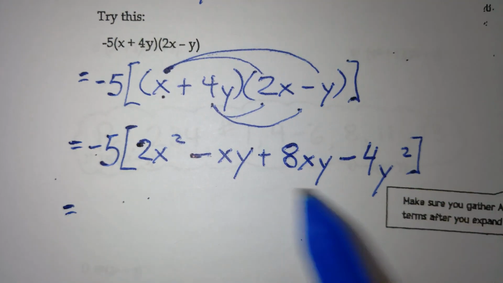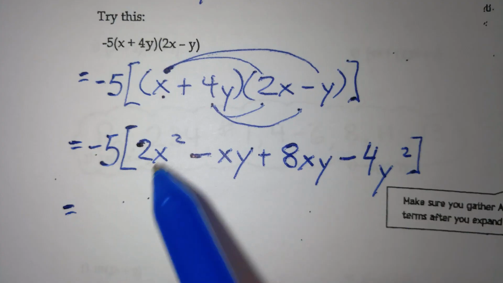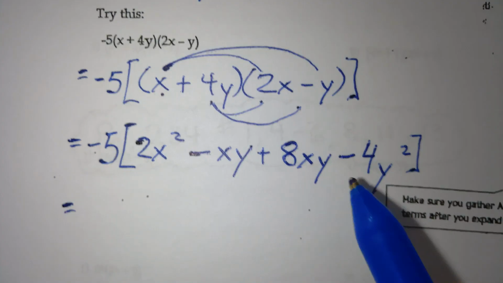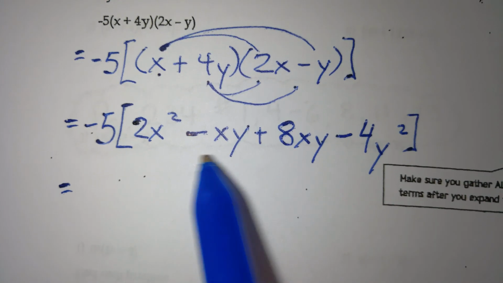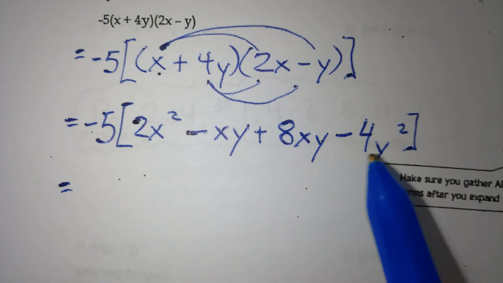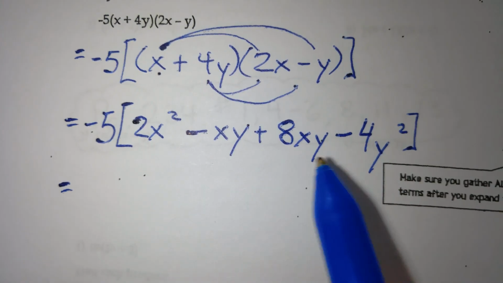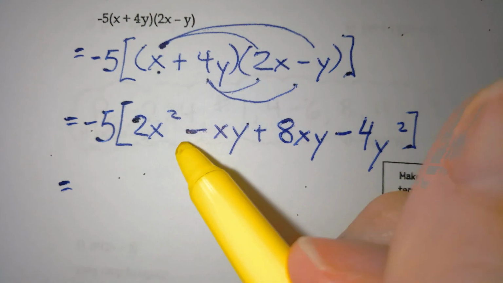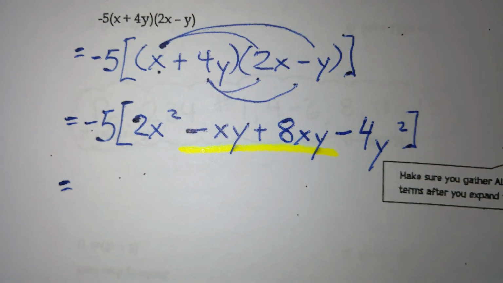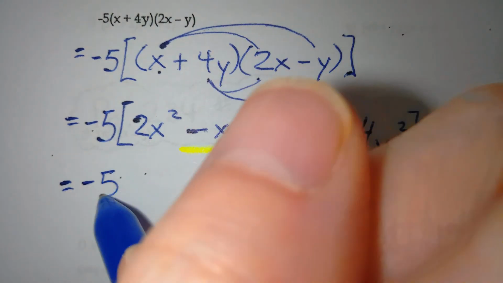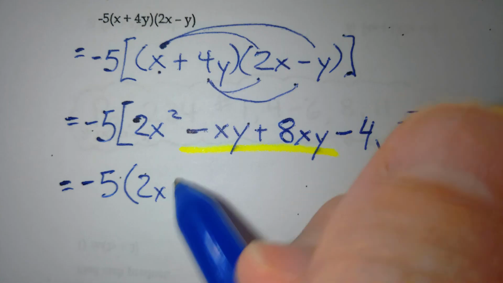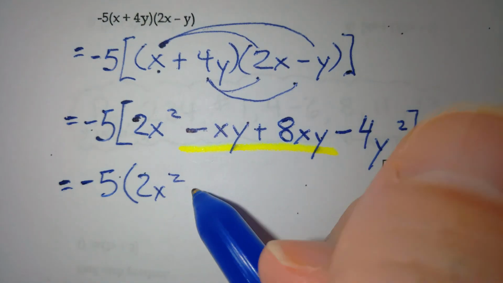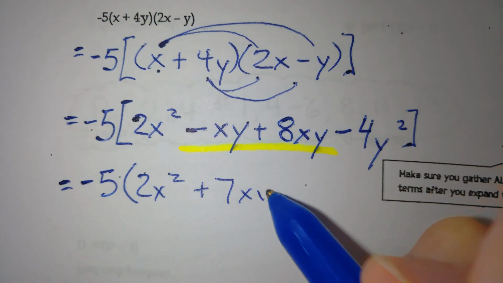Elisa, do you see any like terms in here? Do you see any similar things I can combine in here? Yeah. And perfect. Good. They're both xy terms. Okay, so 2x squared. So when I combine this, I get plus 7xy.